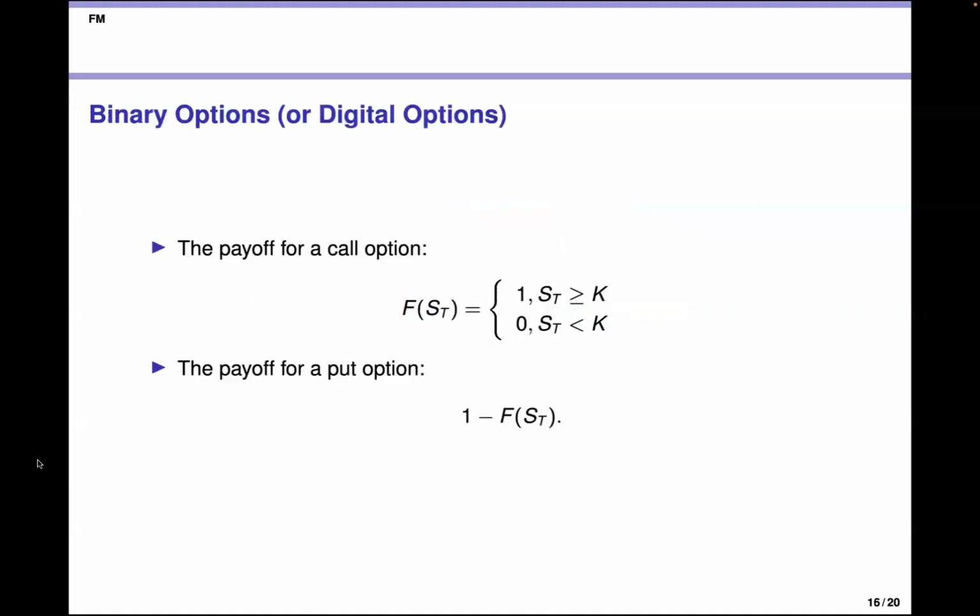And the digital option is when the payoff function is not a difference, but if you win, if you guess that the market price will be more than K, you get 1. If not, 0. Okay. Not S_T minus K, but only 1.